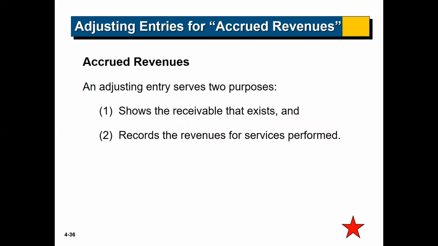So when we do these type of adjusting entries, and this is one that we've been doing all along as a regular journal entry, but now it's going to be in the adjusting entries too, the purpose is to show the receivable exists. That means we're going to get the money later. So that's either going to be a notes receivable or an accounts receivable. I don't think we have interest receivable in our book. And it records the revenue that we've actually performed the service, so it records our actual revenue.